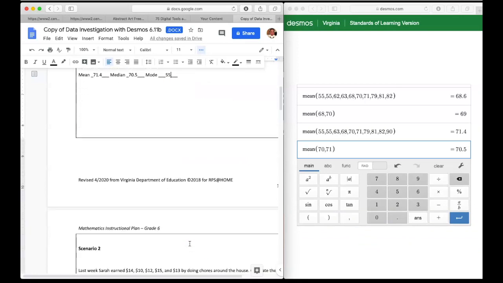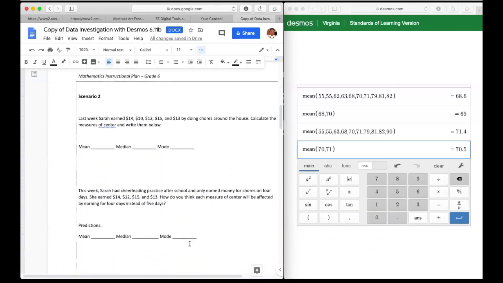Okay. Number 2. So this is for scenario 2. Last week, Sarah earned $14, $10, $12, $15, and $13 by doing chores around the house. Calculate the measures of center and write them down below. So we're going to basically do the exact same thing. So this is how much money she received for those days.